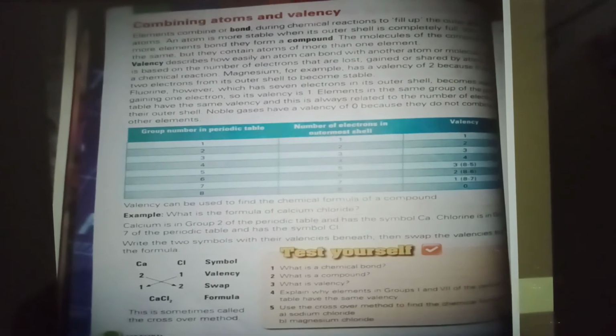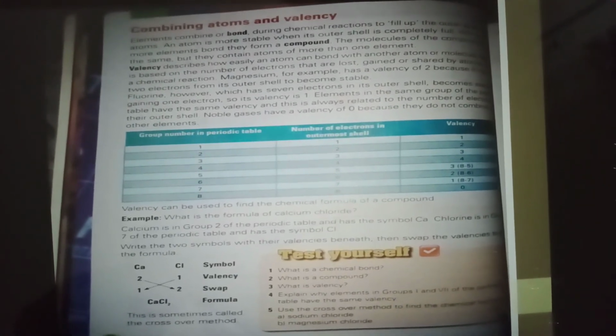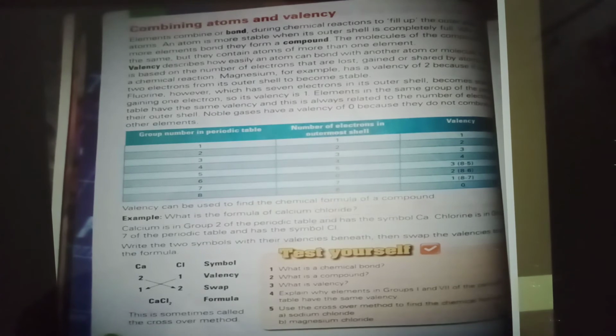atoms. Next, valency can be used to find the chemical formula of a compound. For example, what is the formula of calcium chloride? Calcium is in group 2 of the periodic table and has the symbol Ca. Chlorine is in group 7 of the periodic table and has the symbol Cl. Write the two symbols with their valencies beneath, then swap the valencies to find the formula.